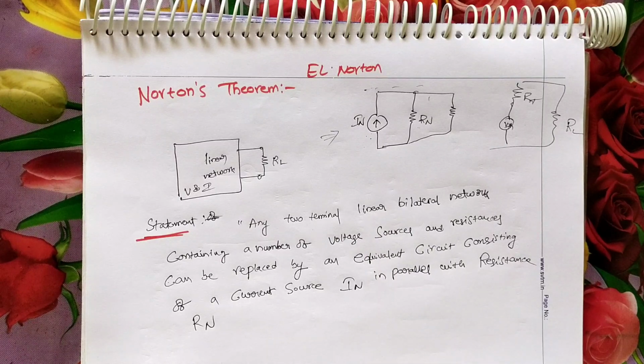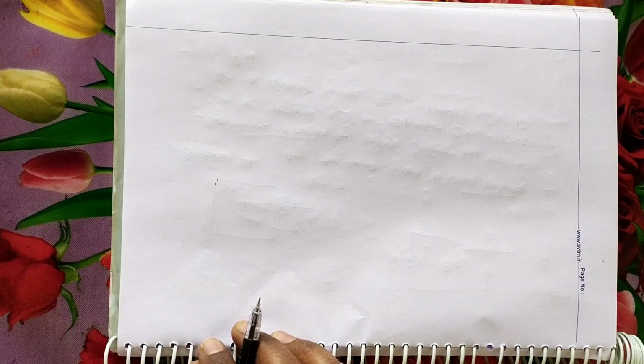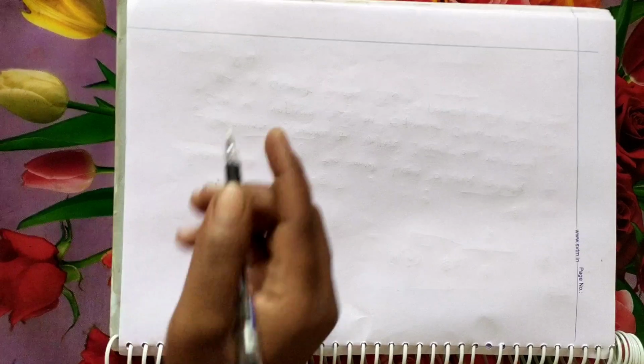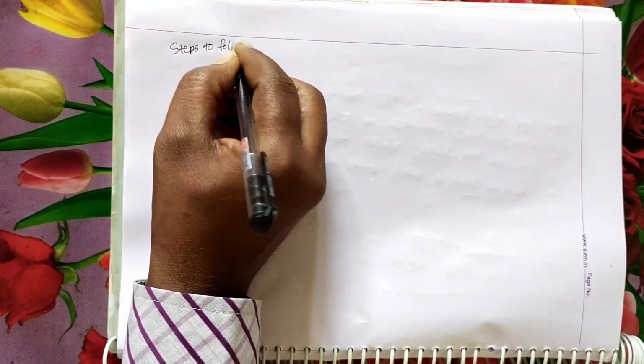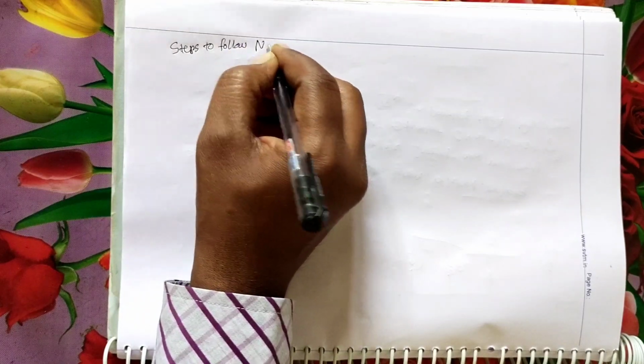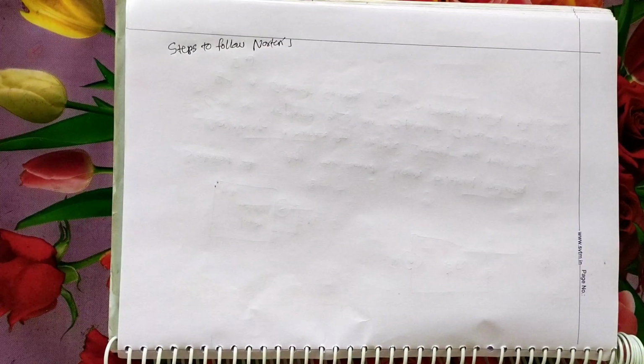What are the steps to follow for Norton's theorem? Let us discuss now. First we have to calculate Norton's current and Norton's resistance. After calculating those, we can calculate the current through any resistance.